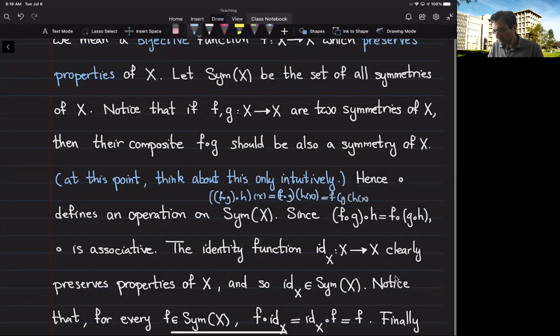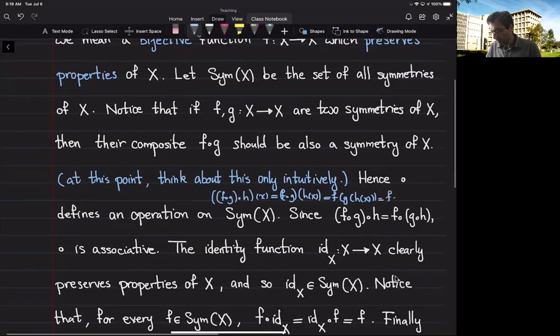The same is true for the other side. This is precisely F∘(G∘H) of x. So these are the same functions. They have the same domain, they have the same codomain, and they have the same rule.